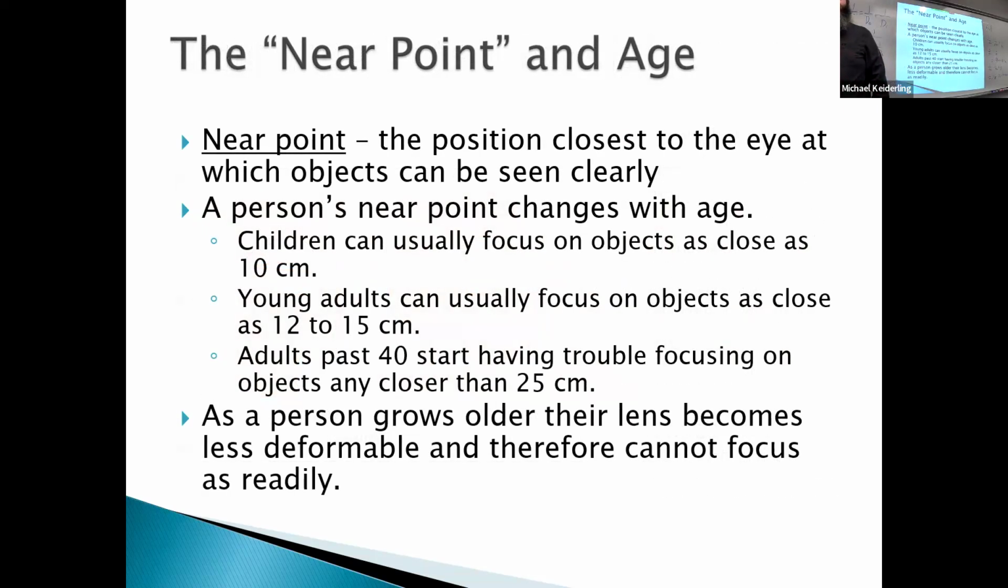And the near point is the position closest to the eye where objects can be seen clearly, and your near point changes with age. Children can usually focus on objects as close as 10 centimeters. Young adults, it's something like 12 to 15, and adults past 40 start having trouble focusing on objects any closer than 25 centimeters. And as a person grows older, your lens becomes less deformable and therefore can't focus as well. Doesn't distort as much.